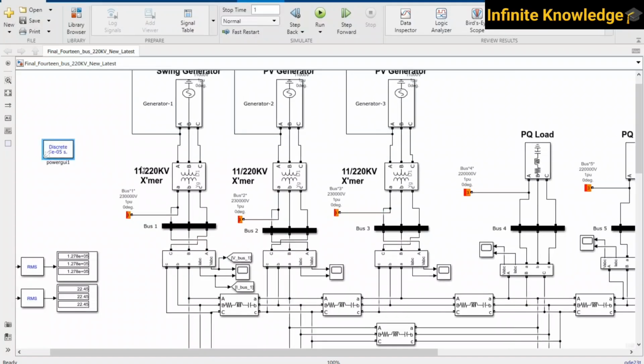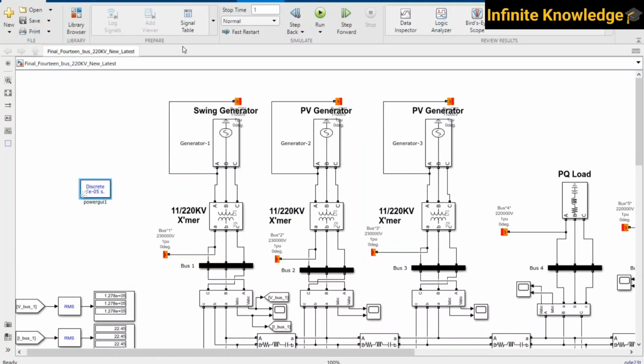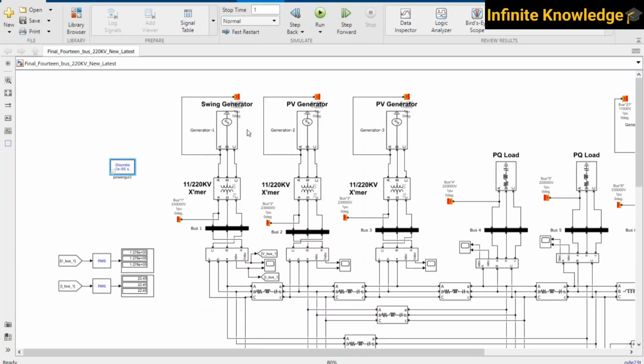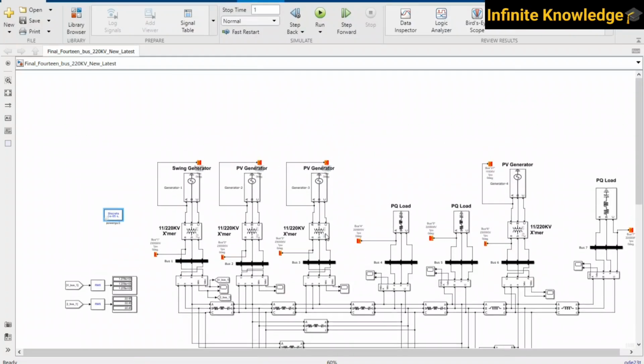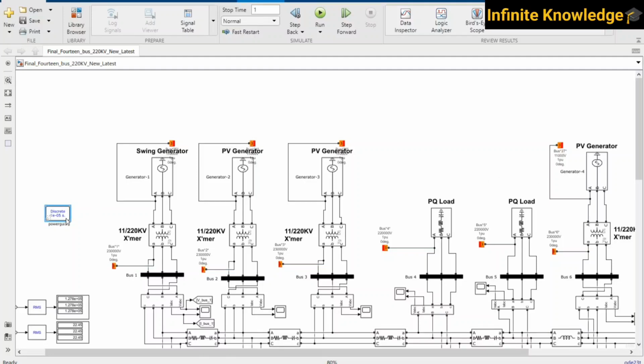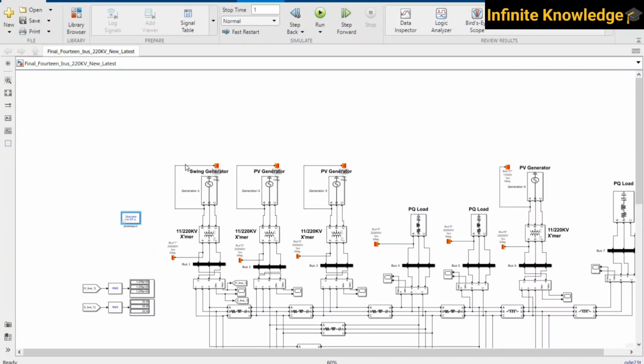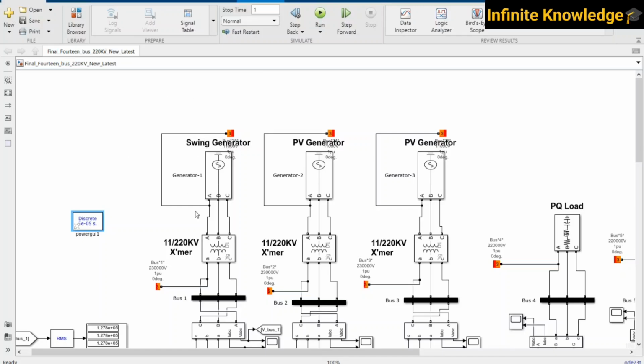Whereas the swing bus controls active and reactive power. If the reactive power increases, the swing bus takes extra reactive power, and if it is reduced, it gives extra reactive power to the system. Same for active power. If the active power in the system is higher, the swing bus takes the extra power, and if it is lower, it will feed. So it is one type of control. It can feed or take as per the requirement of the system.